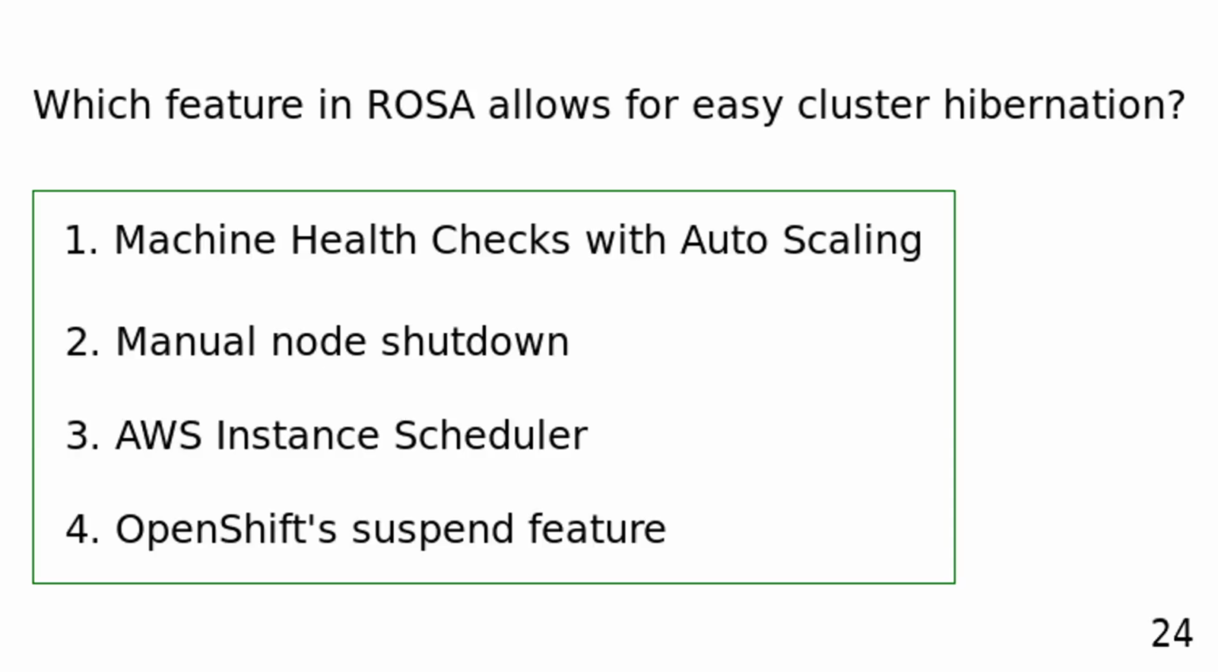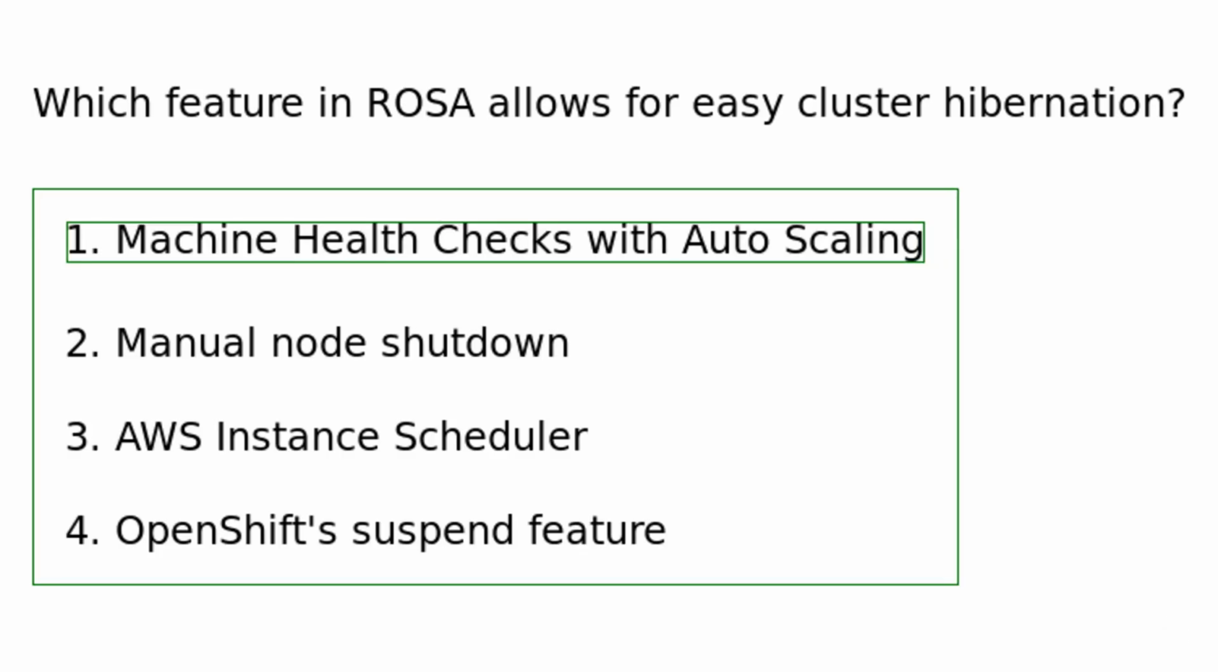Which feature in ROSA allows for easy cluster hibernation? Machine health checks with auto-scaling. Manual node shutdown. AWS Instance Scheduler. OpenShift suspend feature. ROSA uses machine health checks with AWS auto-scaling to enable easy cluster hibernation during off hours.